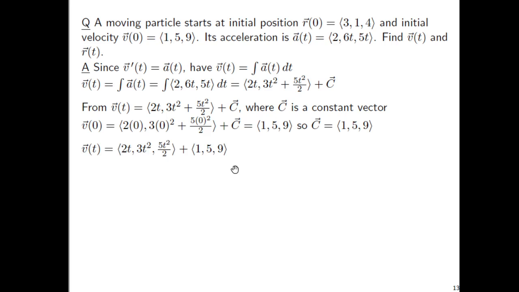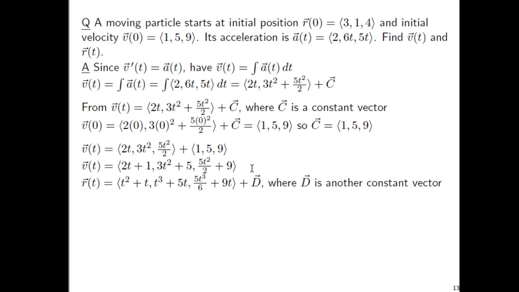So here's the velocity vector, replacing c with what we just found to be ⟨1, 5, 9⟩. And of course, this could be written differently just by doing the component-wise addition. Now that this is the velocity vector, right? It's the velocity vector that takes into account that the velocity at time 0 should be ⟨1, 5, 9⟩. We can anti-differentiate this to get the position function.